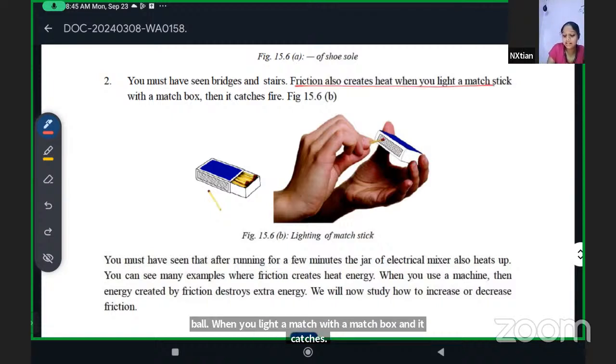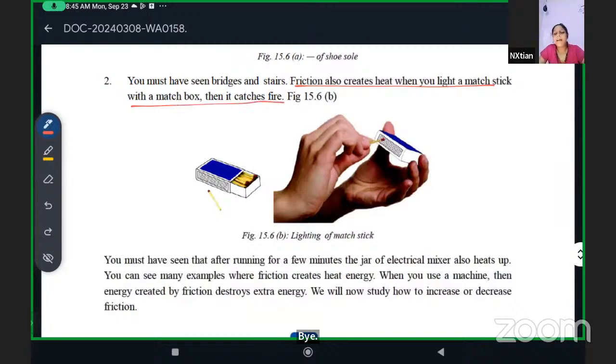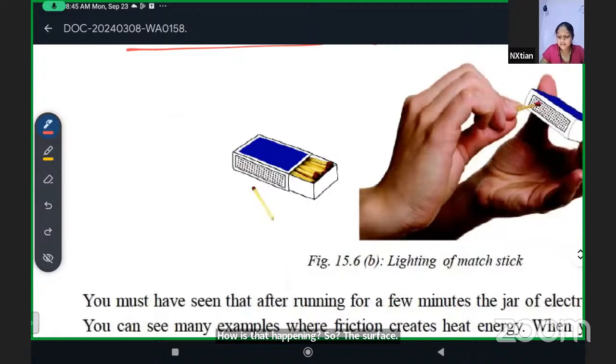Friction also creates heat. How? Like, how is that happening? The tip of the matchstick and the side surface of the matchbox are coming in contact with each other, right? And how do we light a matchstick? The tip of the match is coming in contact with the side of the matchbox, and then we do it like this to light the match. So heat is produced in that.